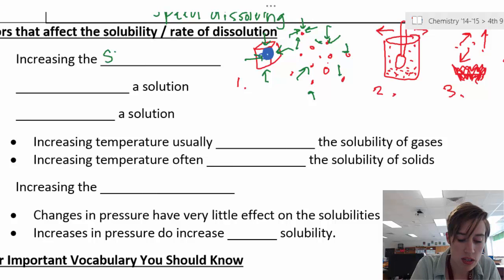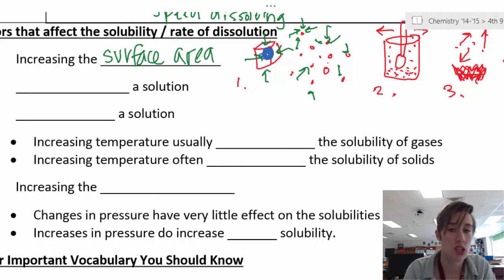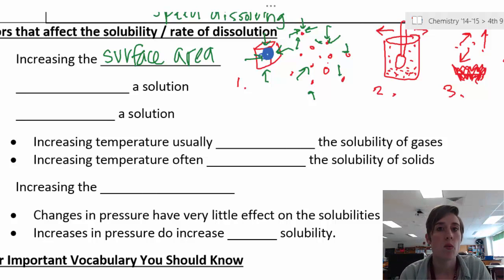So we say increasing surface area, also known as crushing, okay, is one way to make something dissolve faster, to increase the rate of dissolution. So dissolution is increased when we increase surface area.